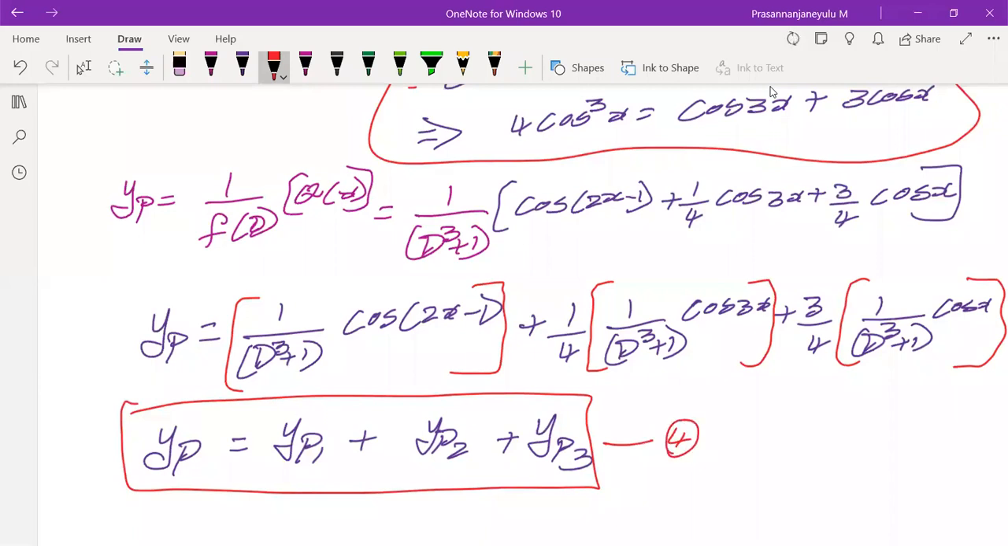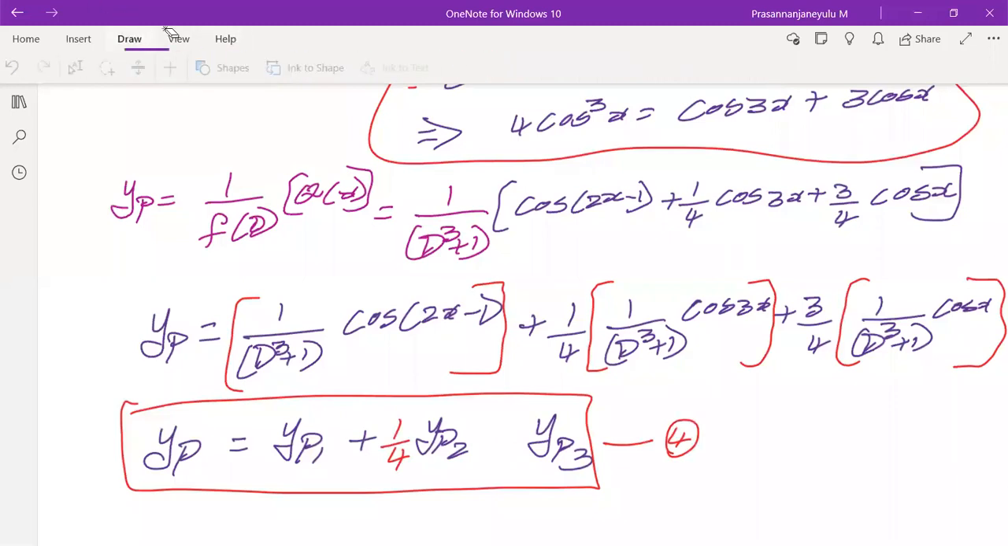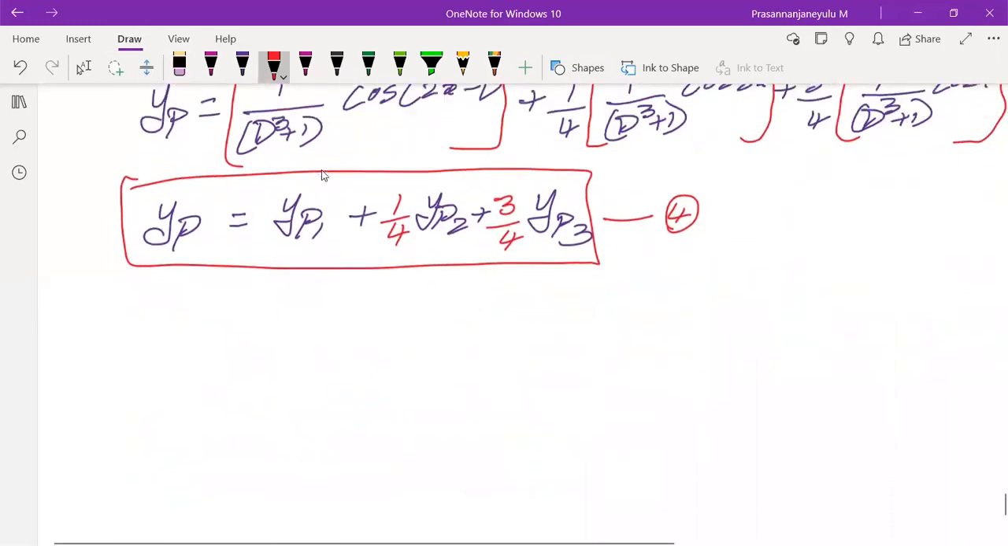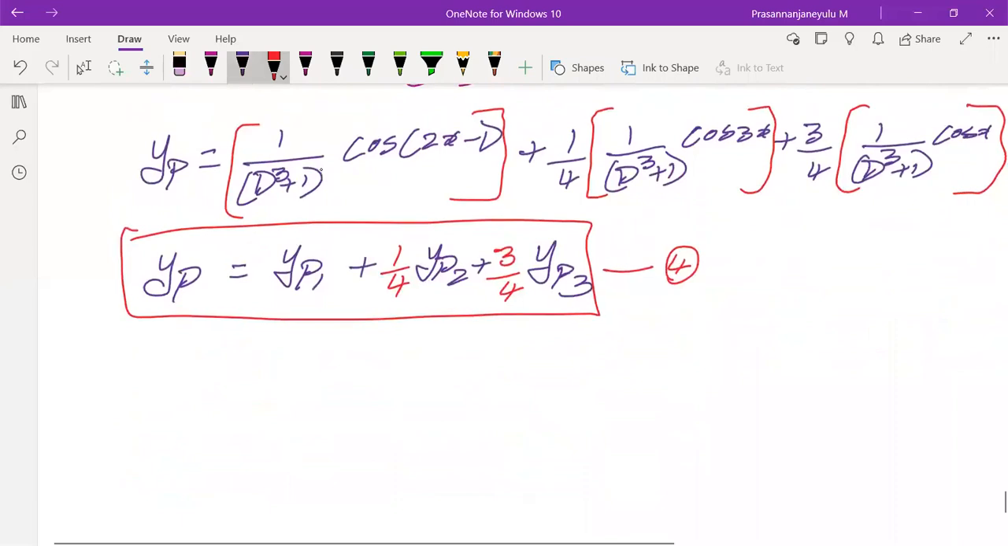If we want to take one other than 1 by 4, so we must write here it is 1 by 4, and in the same manner yp3 coefficient also we have to write 3 by 4. And one more important point, while we are substituting the values of yp1, yp2, yp3, please make a note, 1 by 4 and 3 by 4 you must write in equation number 4. Okay, that we will see. There may be a small mistake you people can make. That mistake you have to avoid.